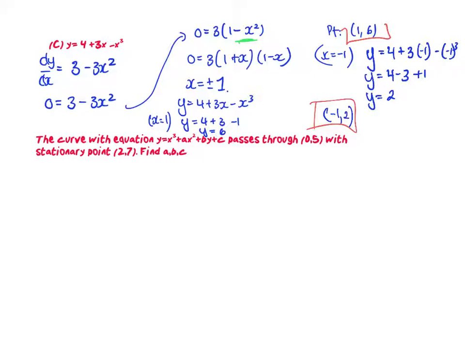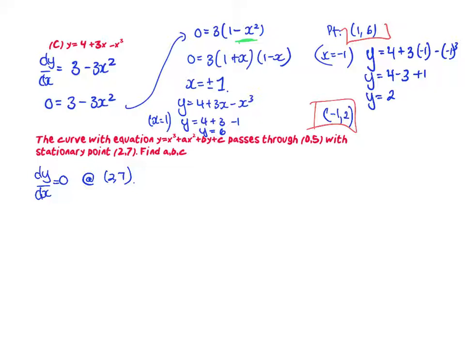Okay, let's have a look at this last question. The curve with the equation y equals x cubed plus ax squared plus bx plus c passes through (0, 5) with a stationary point at (2, 7). Find a, b and c. So we know that dy dx equals 0 at (2, 7).